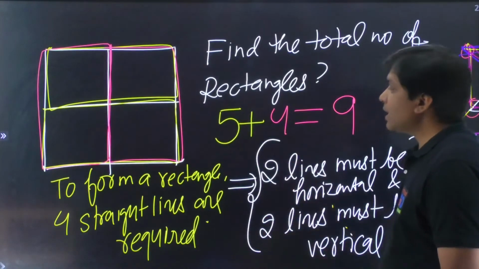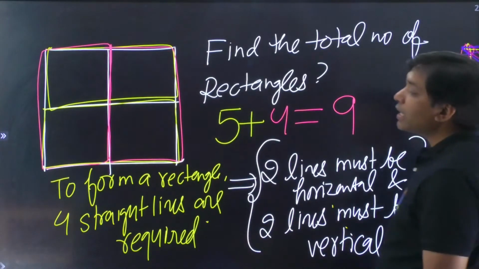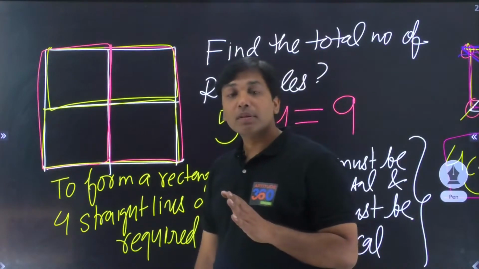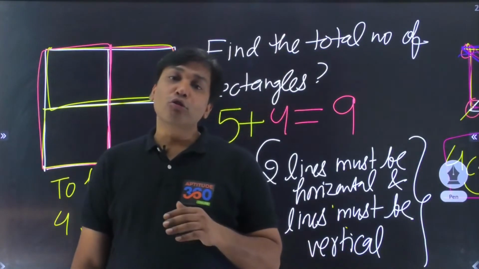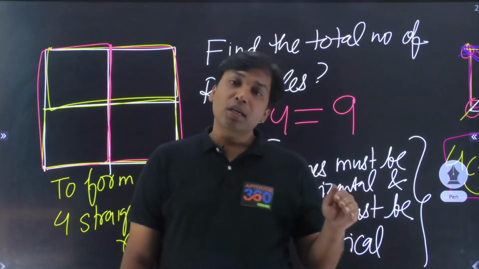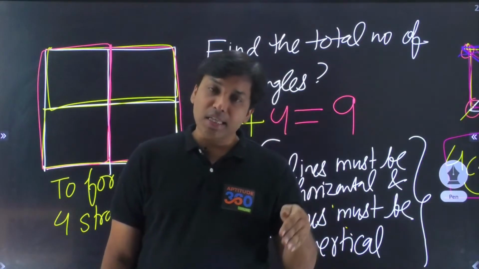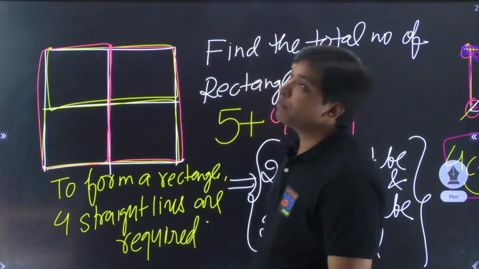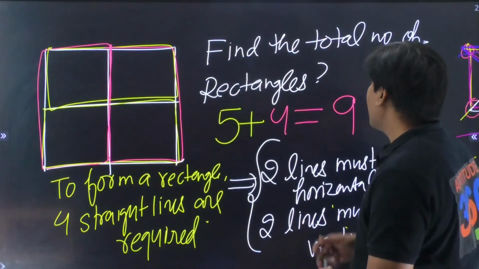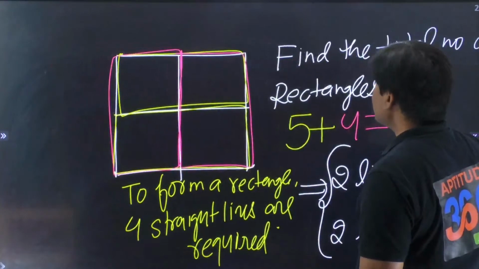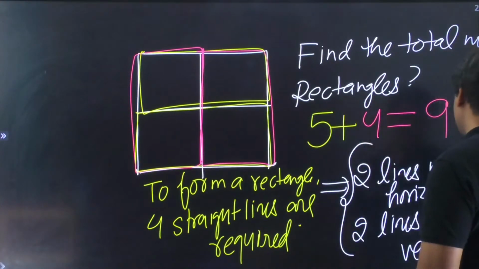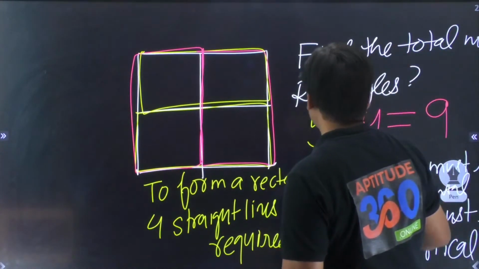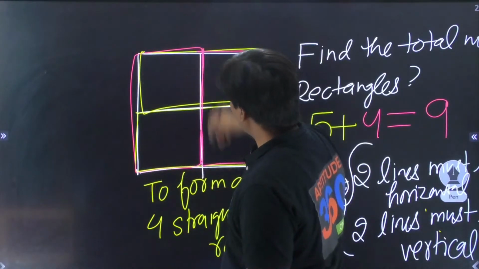तो लाइंस कितने बनेंगे? लाइंस बनेंगे टोटल 4, तब बनेगा रेक्टेंगल. Out of those 4 lines, you have to have 2 vertical lines and 2 horizontal lines. I hope you're agreeing with me on this. अब यहां पे how many vertical lines do you have? How many vertical lines do you have?